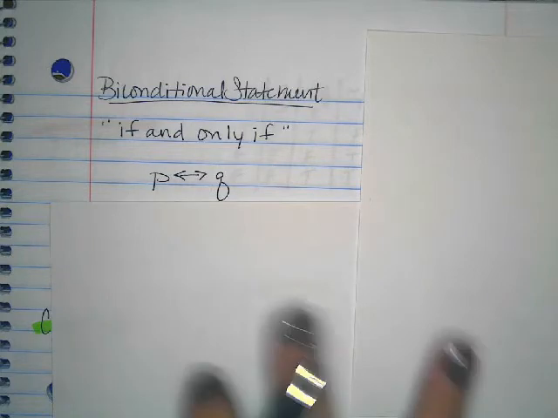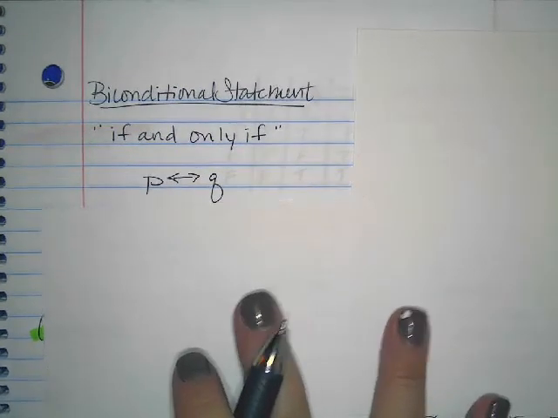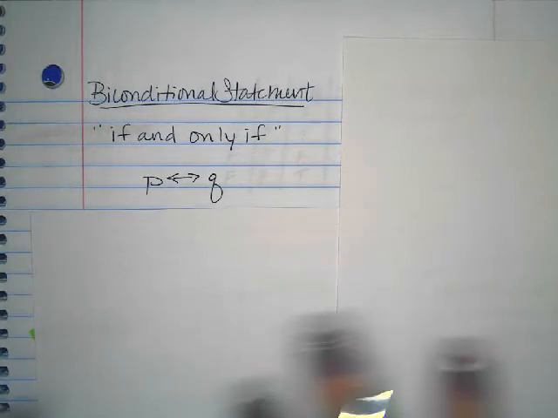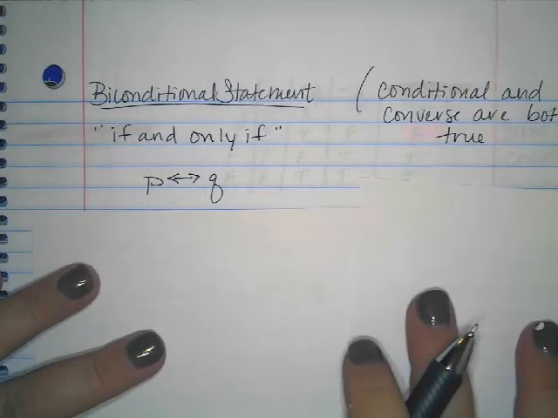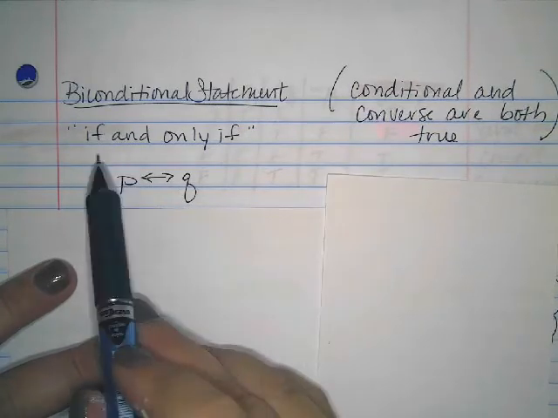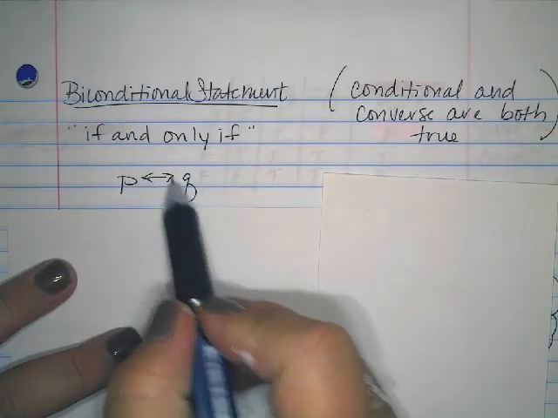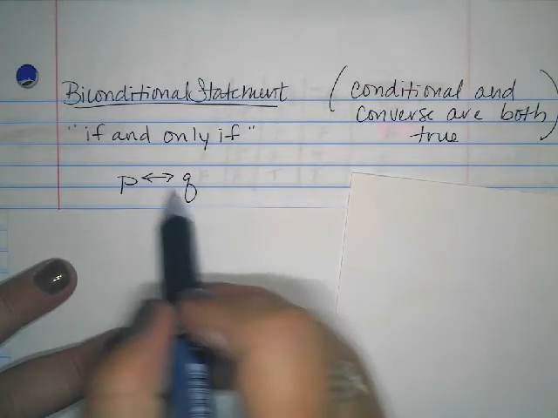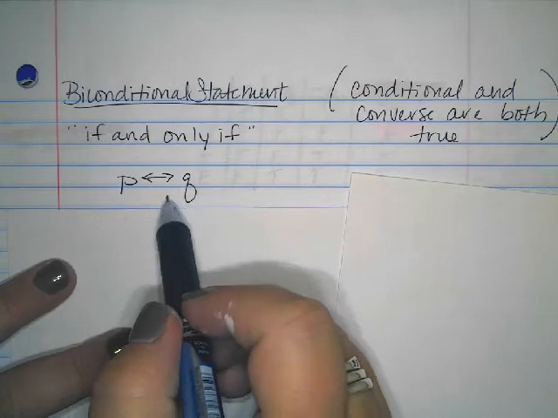The last statement that we have is called the biconditional statement, and that happens if and only if, meaning that both statements are true. The conditional and the converse are both true. Then we call it if and only if, and you'll see that the arrows this time are pointing in both directions, because they could be flipped, and they're both true.